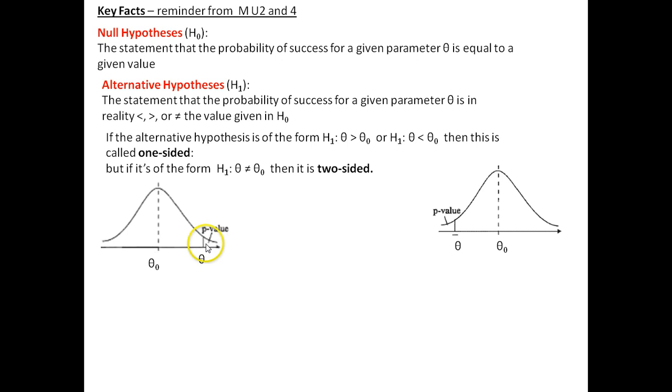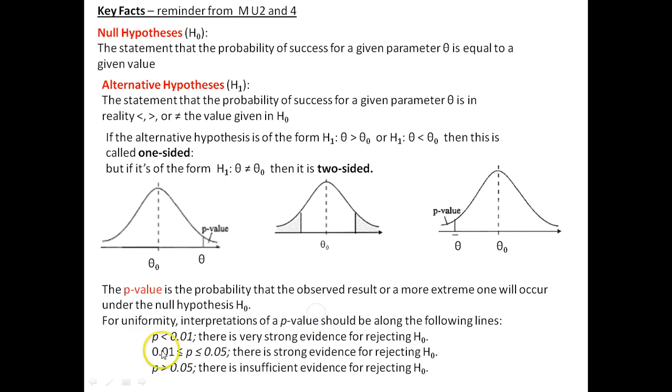So if we're greater than theta, say, then our p-value is the upper tail of the probability. If we are less than, we have the p-value being the lower tail of the probability. If we are two-sided, we need both of them. If it's not equal to, then we need to double our probability. The p-value is the probability that the observed result, or a more extreme one, will occur under the null hypothesis.